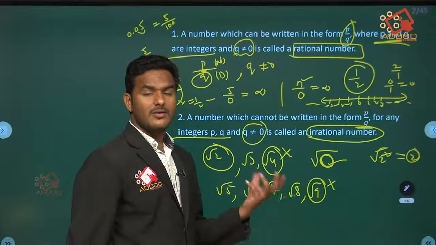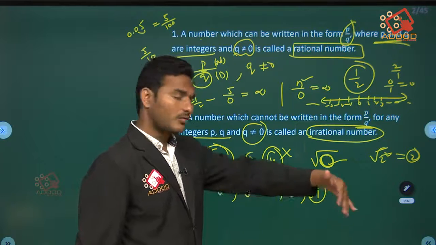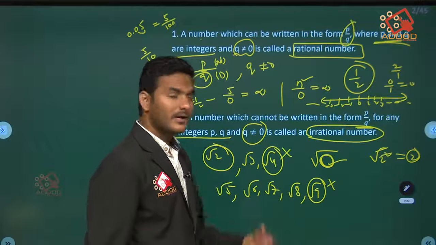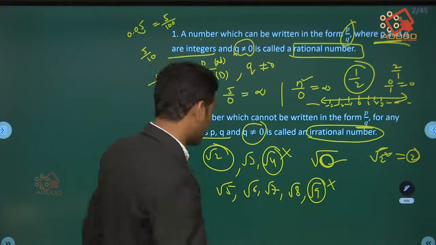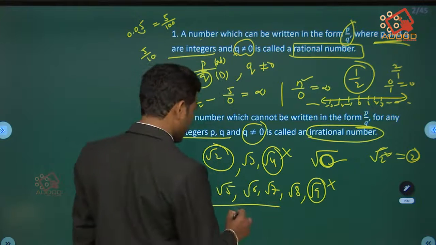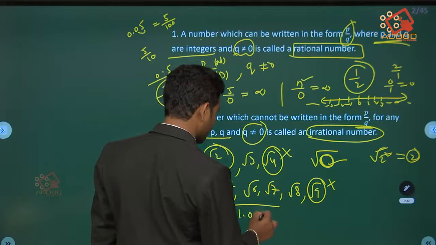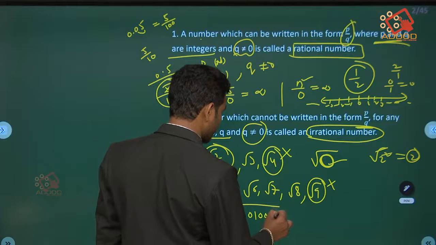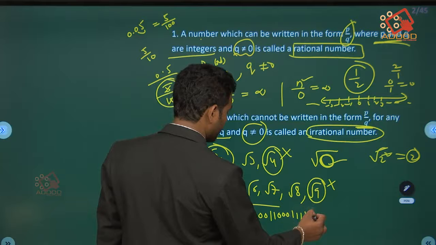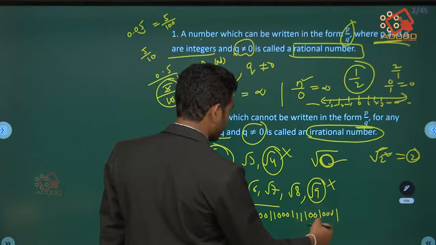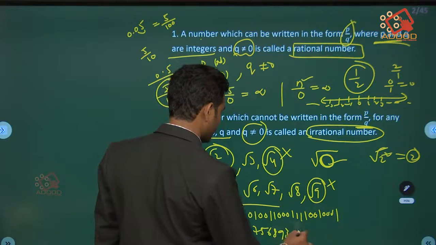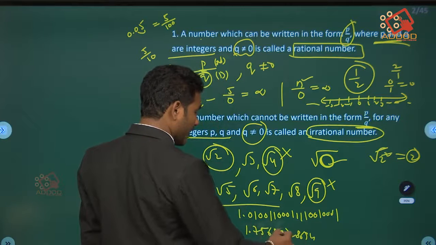For example, root 2's value is 1.41428 and so on, and root 3's value is 1.7321. Like that you get non-recurring values. Even in decimal form you can express non-recurring values, for example 1.01000011000111 and so on, or 1.75689328694. So these are non-repeating values.